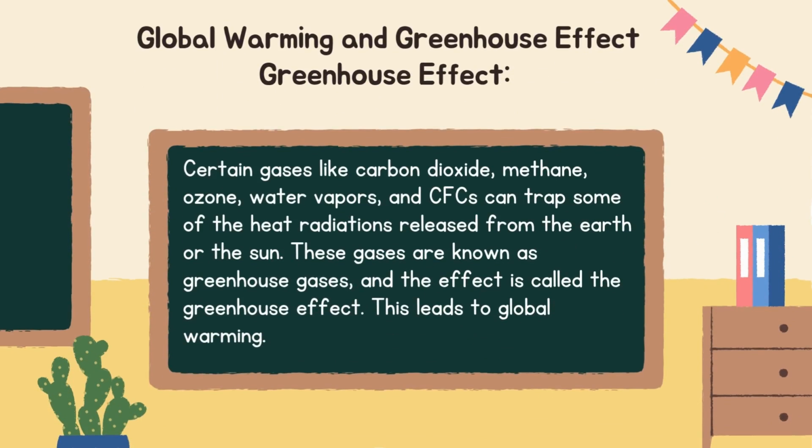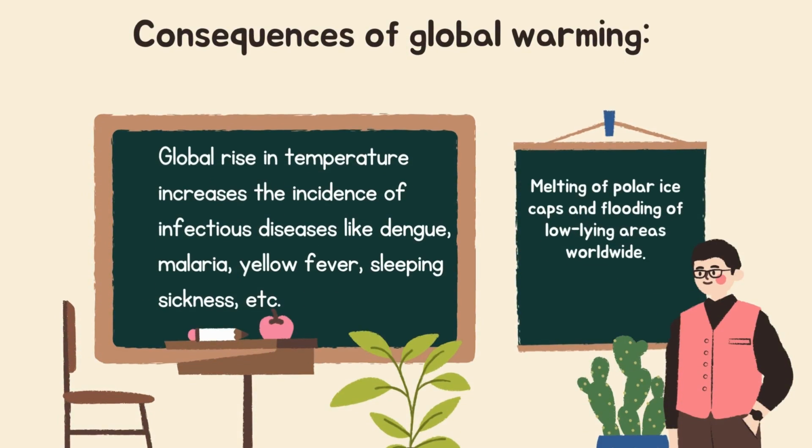Next is global warming and greenhouse effect. Greenhouse effect. Certain gases like carbon dioxide, methane, ozone, water vapors, and CFCs can trap some of the heat radiations released from the earth or the sun. These gases are known as greenhouse gases, and the effect is called the greenhouse effect. This leads to global warming. Consequences of global warming. Melting of polar ice caps and flooding of low-lying areas worldwide. Global rise in temperature increases the incidence of infectious diseases like dengue, malaria, yellow fever, sleeping sickness, etc.